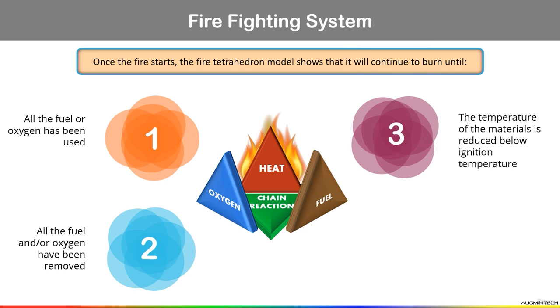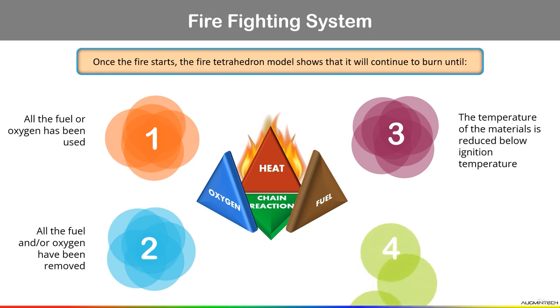Next, again, fire will continue to burn until the temperature of the material is reduced below ignition temperature. Suppose you have a solid combustible material in your room, anywhere, and that material is burning. If you want to stop it burning, we have to reduce the temperature of that material below ignition temperature.